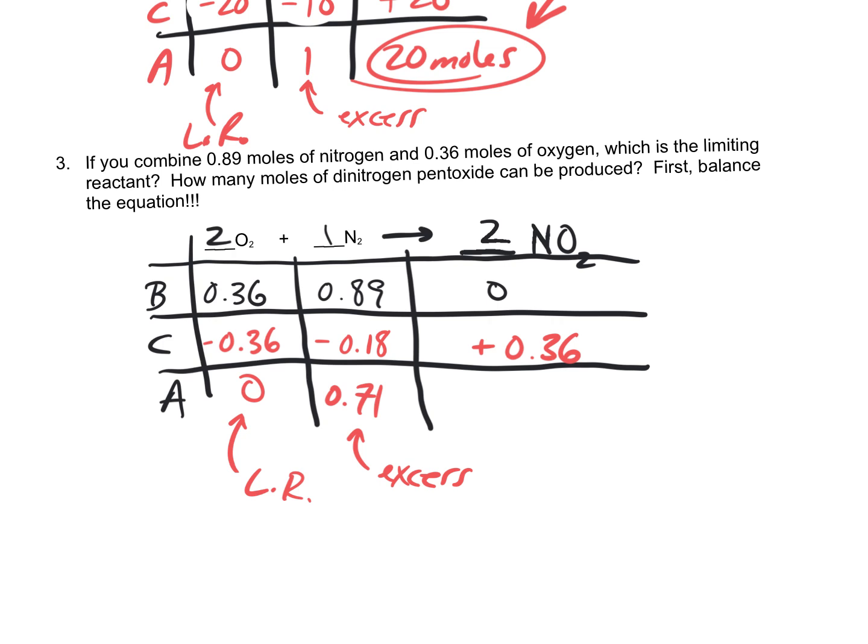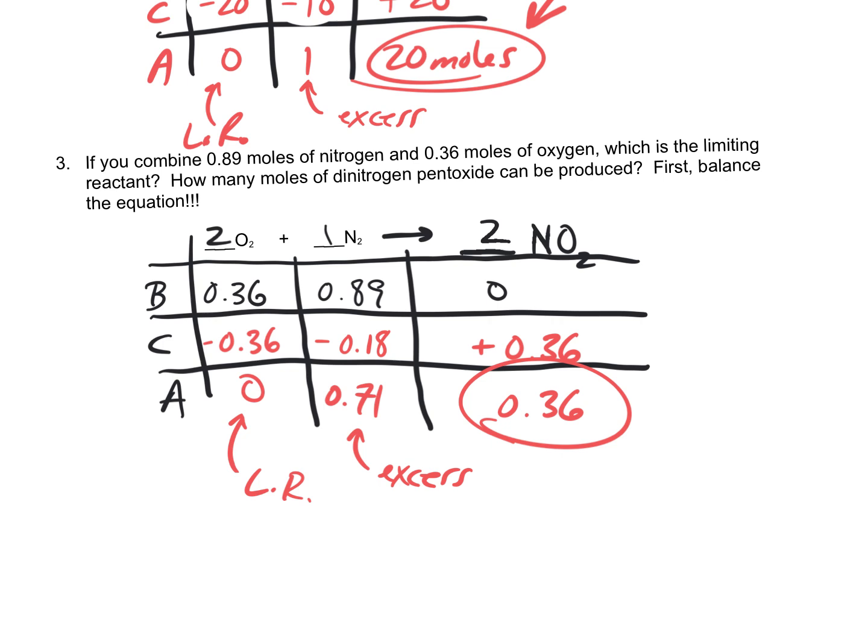0.36. The reason for that is because that's a 2-to-2 ratio, right? So if I use 0.36 of the oxygen, I'm going to use 0.36, or I'm going to make 0.36 moles of the NO2. So that is my answer. Okay, so again, I did change the equation to simplify things a little bit.